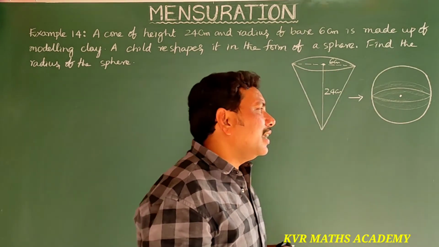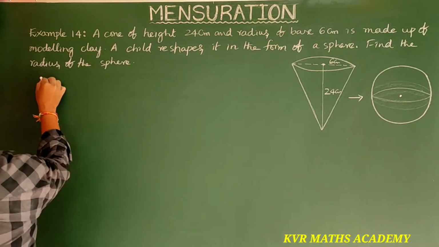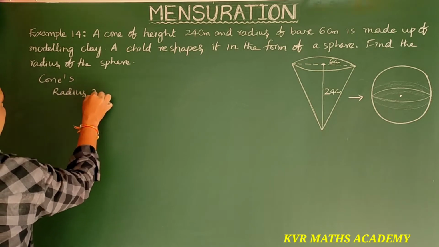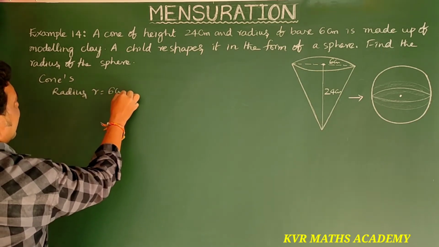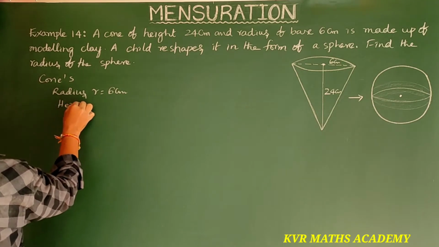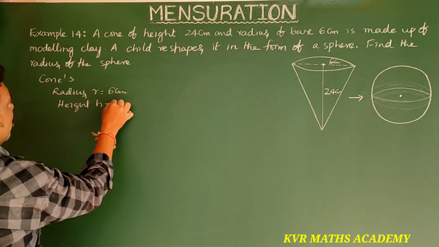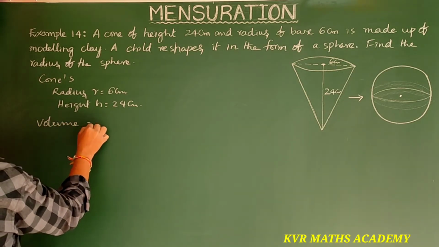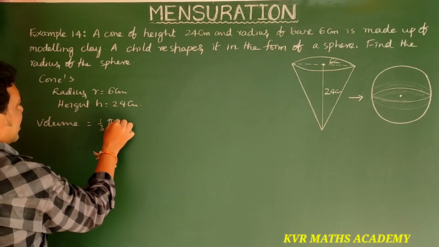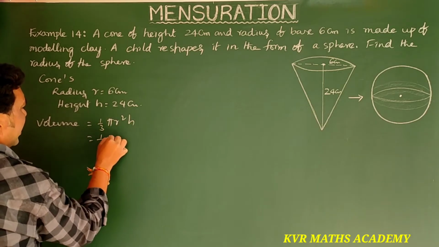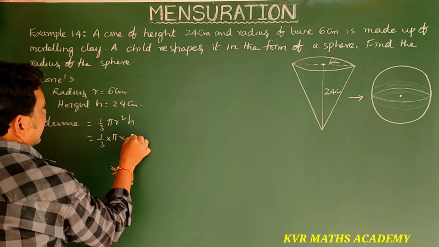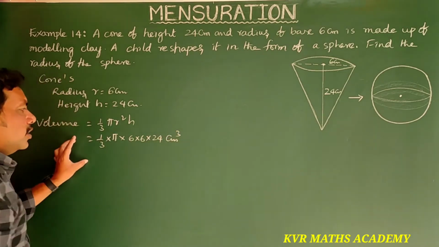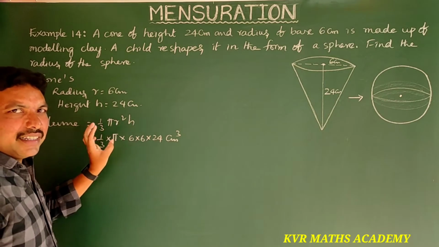So let us find. First, the cone. Radius r is equal to how much? 6 centimeters is given, and its height h is equal to 24 centimeters. Its volume is equal to 1 by 3 pi r square h, that is 1 by 3 into pi into 6 into 6 into 24 centimeter cube. Don't simplify this one, keep it like this.